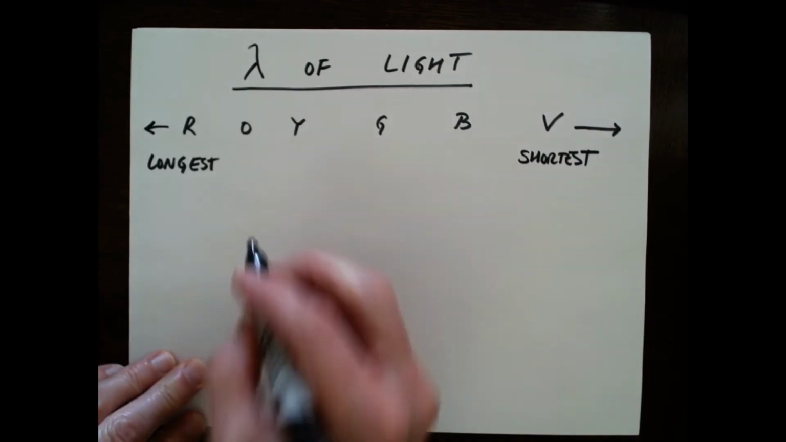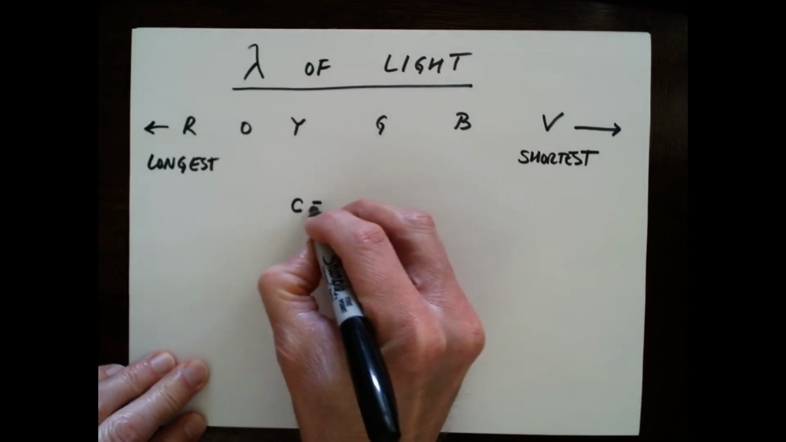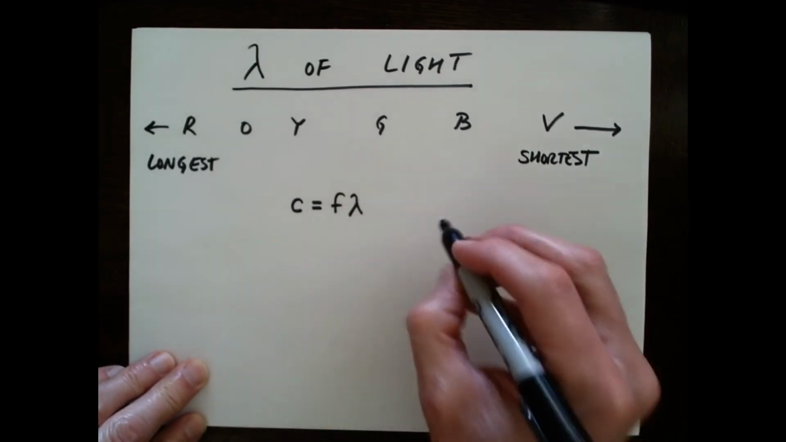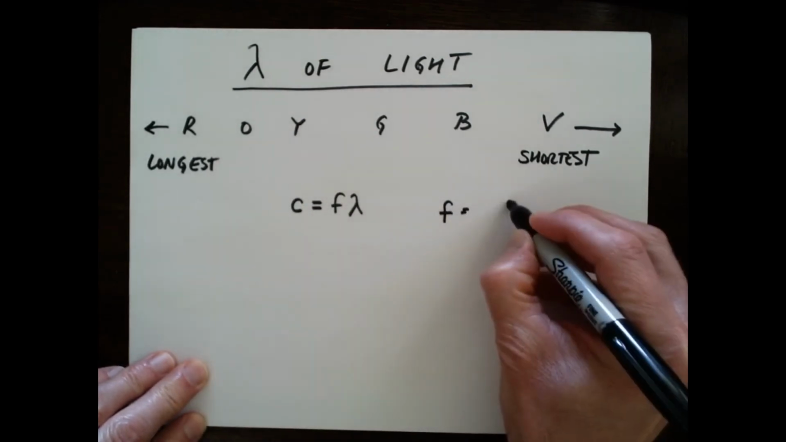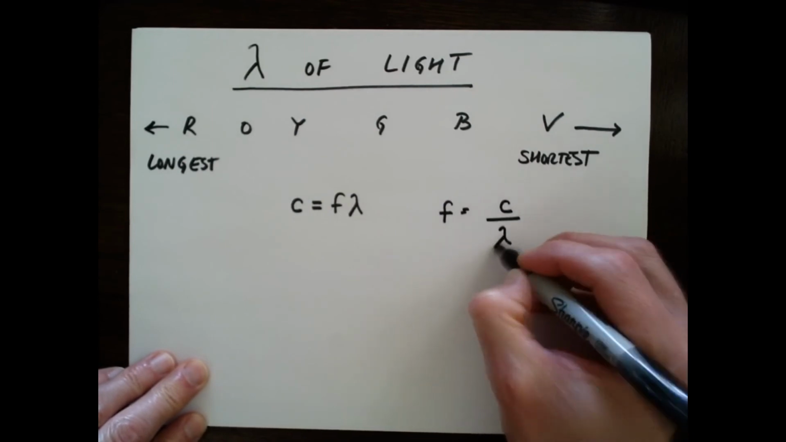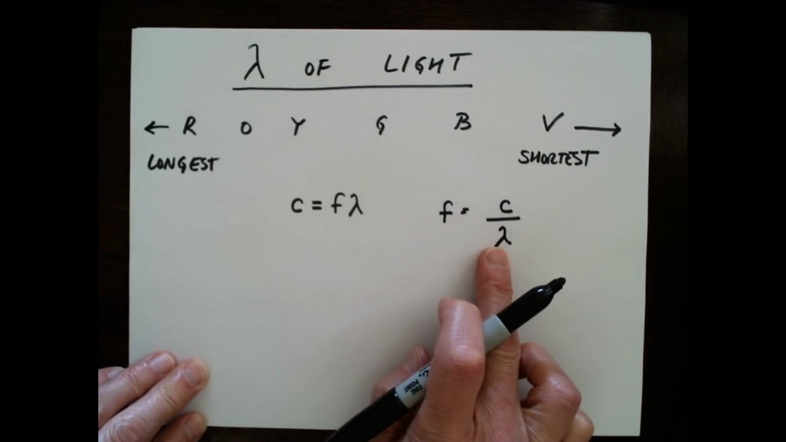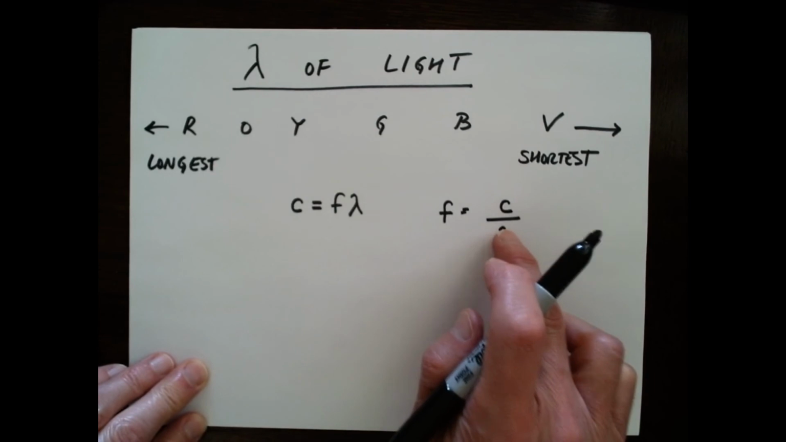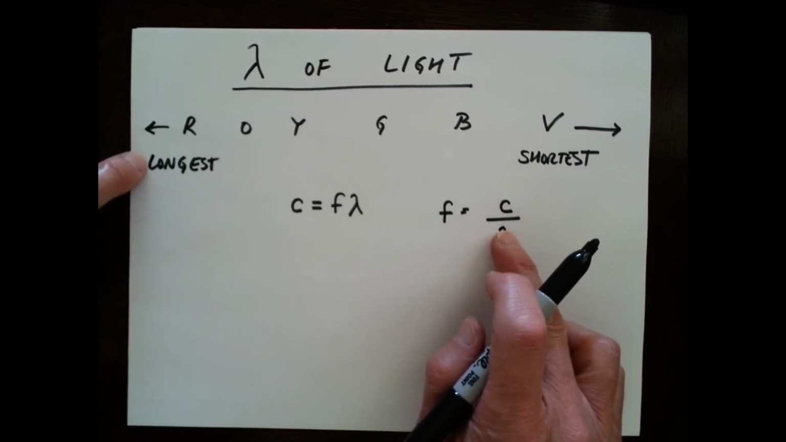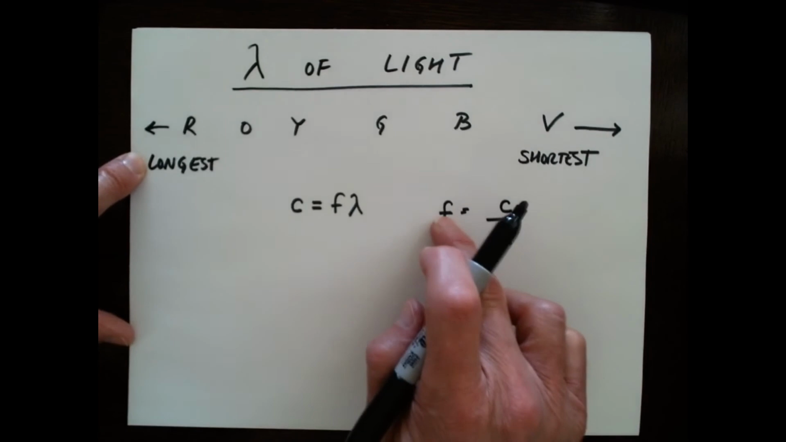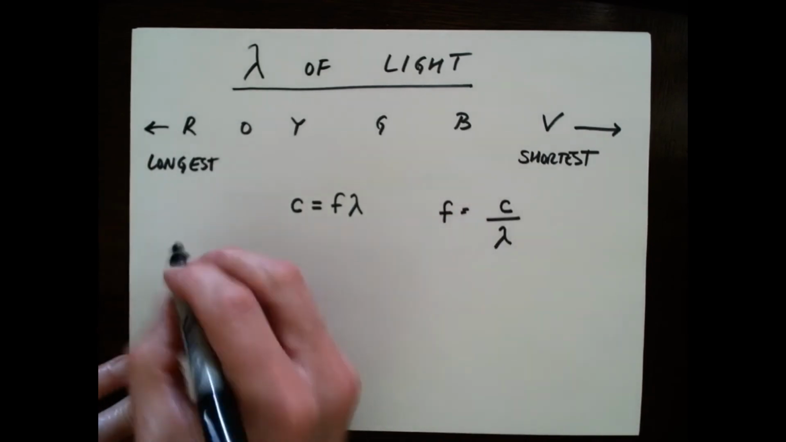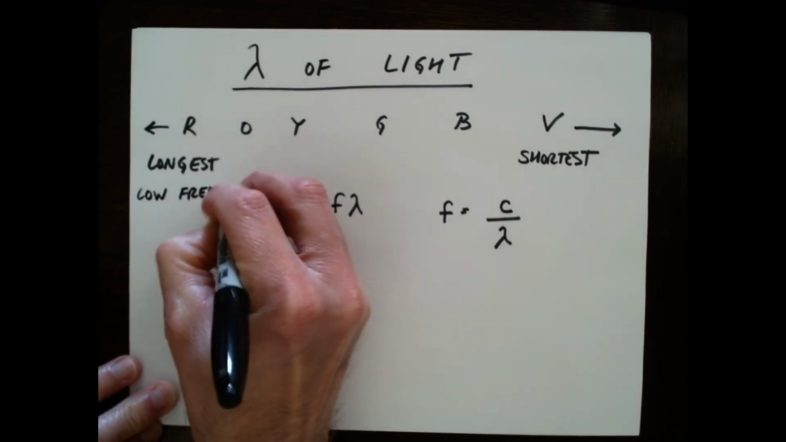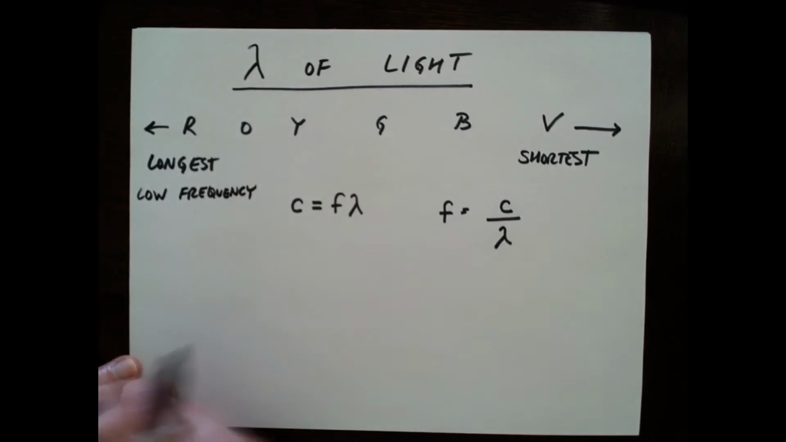And from our equation, c, the speed of light, is the frequency times the wavelength. If we divide both sides of this by the wavelength, we see that frequency is the speed of light divided by the wavelength. This means that there's an inverse relationship between frequency and wavelength. So as wavelength gets bigger, we've got a bigger number in the denominator. That's long. If I'm dividing by a bigger number, the frequency is going to get lower. So these have low frequency. And of the colors of light, red has the lowest frequency.